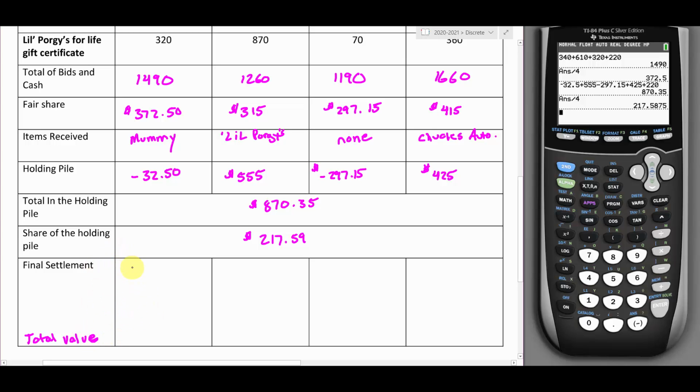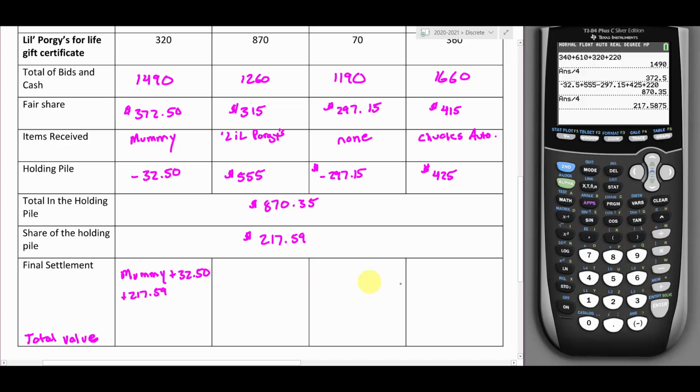So Scarlett got the mummy. And then he also got $32.50 from the holding pile. I know it's confusing with the negative, but remember, a negative indicates that he received money from the holding pile. And then he got another $217.59. Okay, so this describes what he got. Now we're just going to total it up.